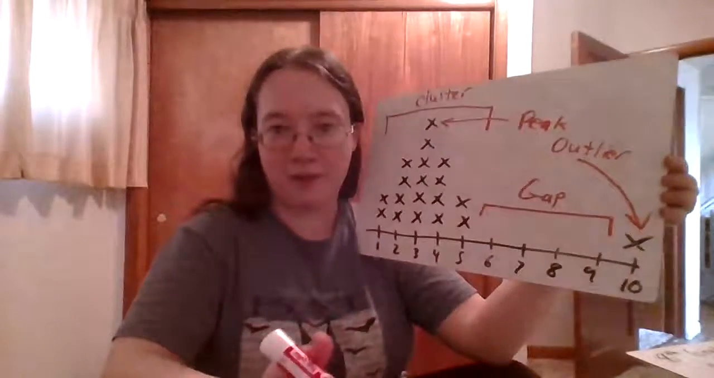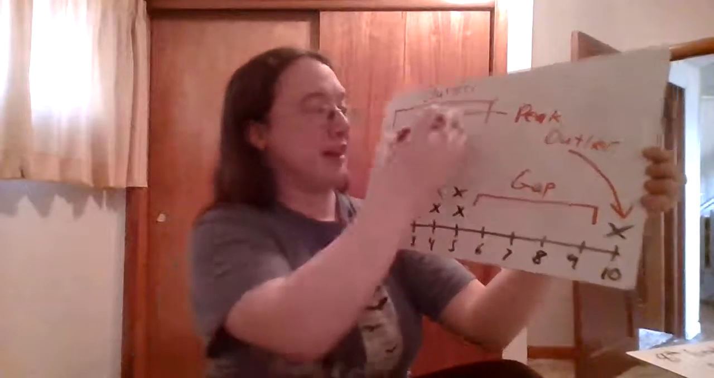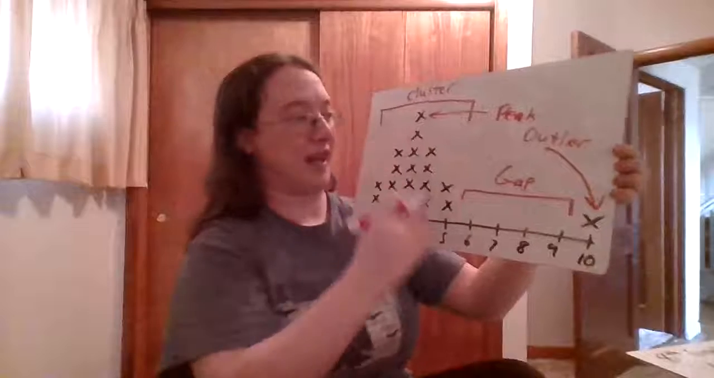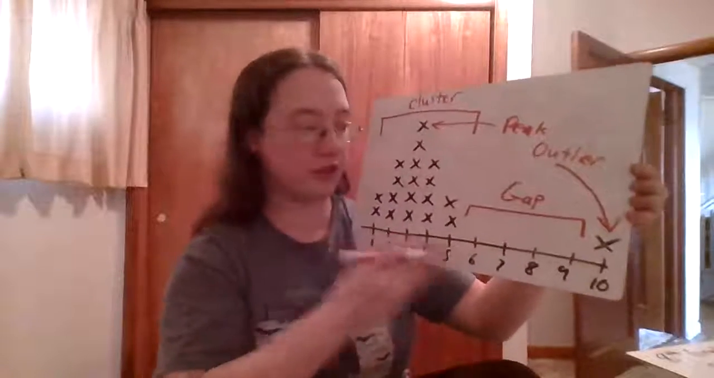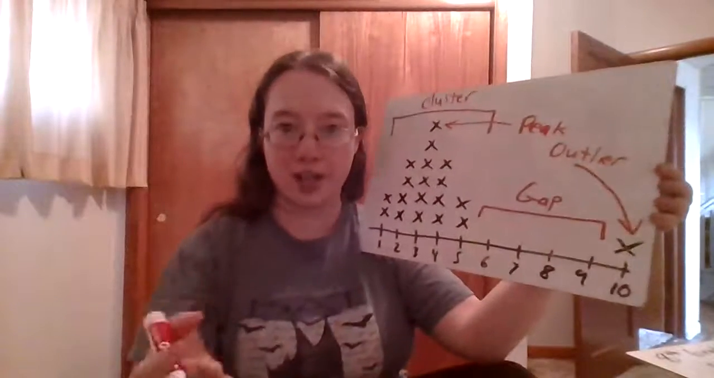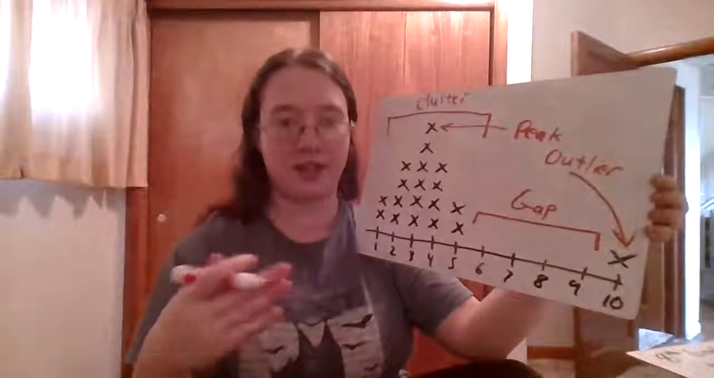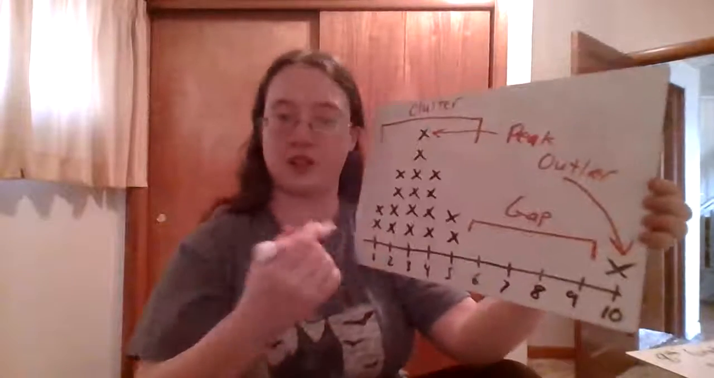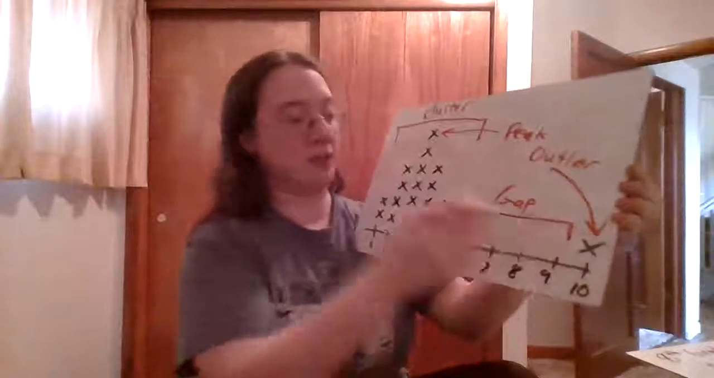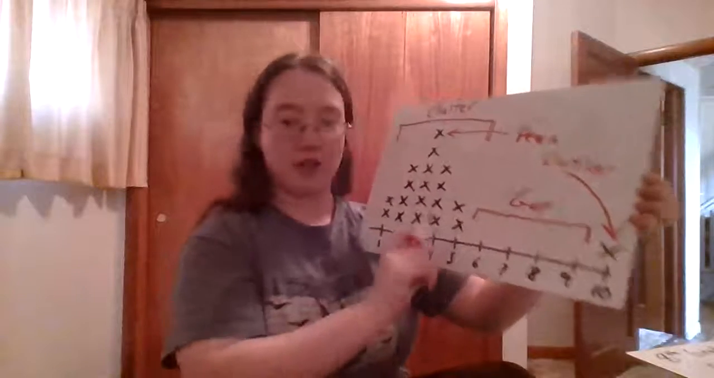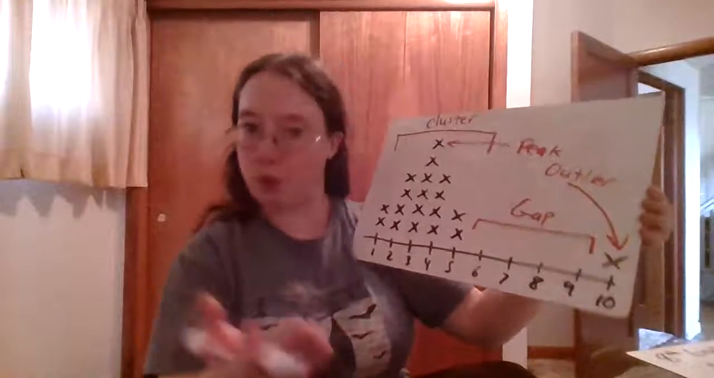Now, not every graph is going to have all of these. You might not have a peak. You might have a graph that's kind of flat. You might not have a gap. Maybe all of your stuff is close together. So you might not have all of these things, but you're going to at least have some of them. And you might have one cluster, you might have two, you might have a couple outliers, one on each side. You might have more than one of some of them.